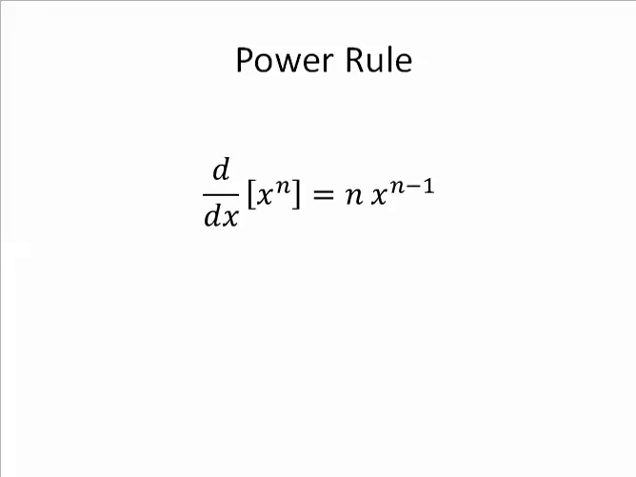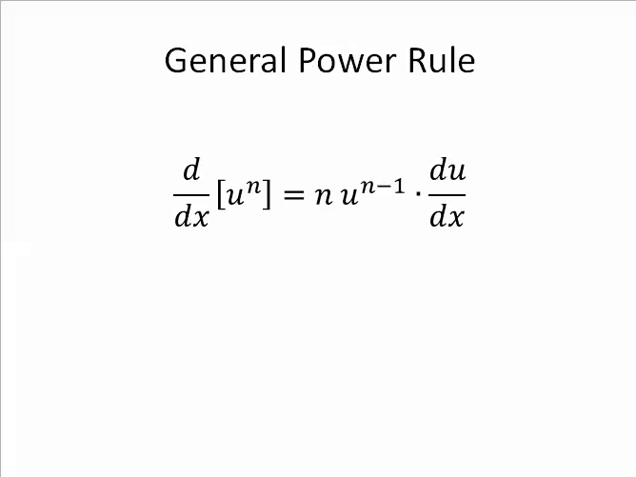So let's see if we can generalize this. The power rule that we have is the derivative of x to the n with respect to x. That's just nx to the n minus 1. We now have what's called a general power rule that comes from the chain rule. The derivative of u to the n, and keep in mind u is some function of x, the derivative of u to the n with respect to x, that's n u to the n minus 1 times the derivative of u with respect to x.